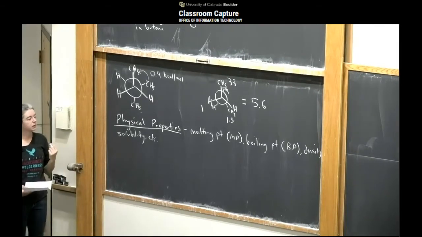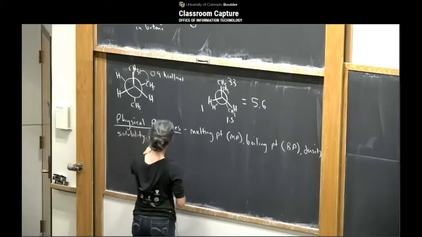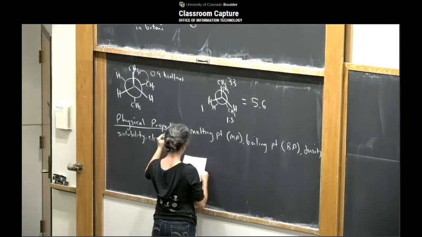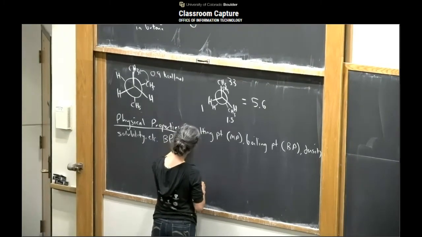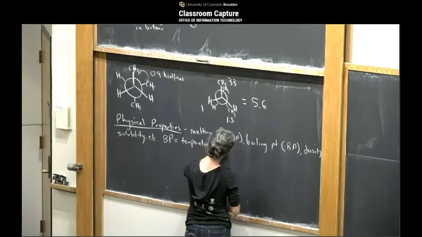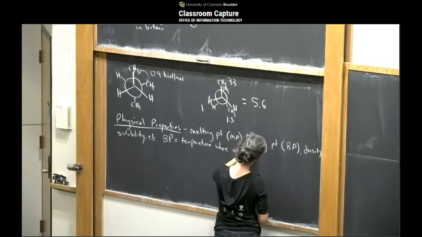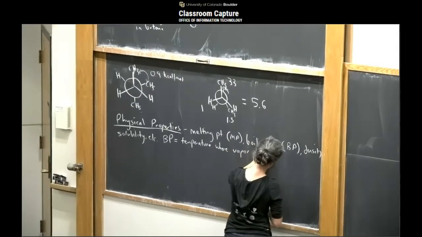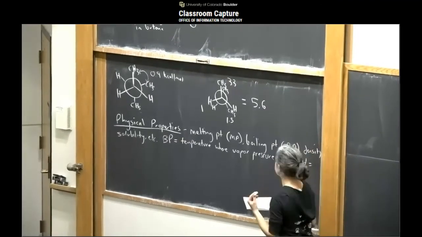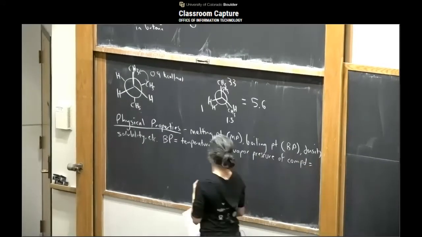Okay, so boiling point, if you remember from Gen Chem, is the temperature where the vapor pressure of the compound equals the atmospheric pressure, which is defined as being a standard of one atmosphere.